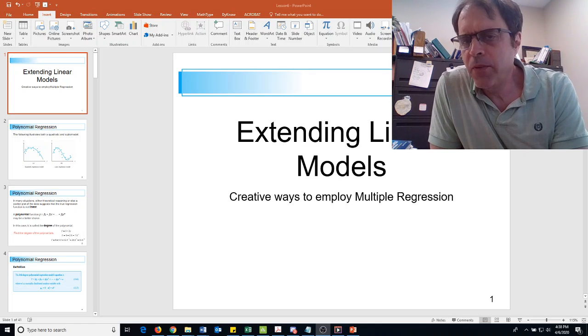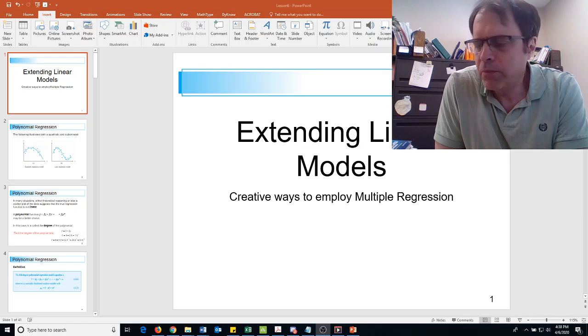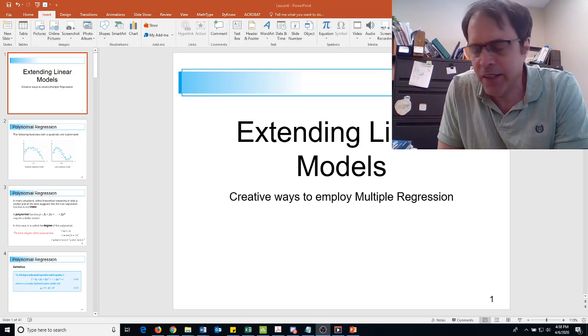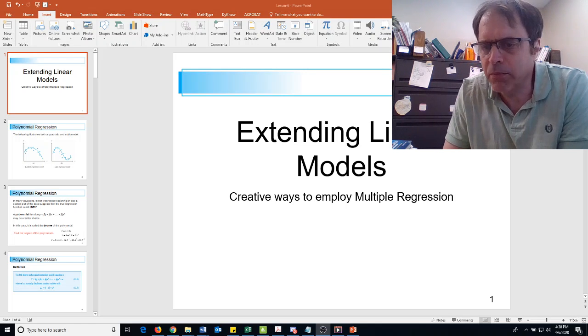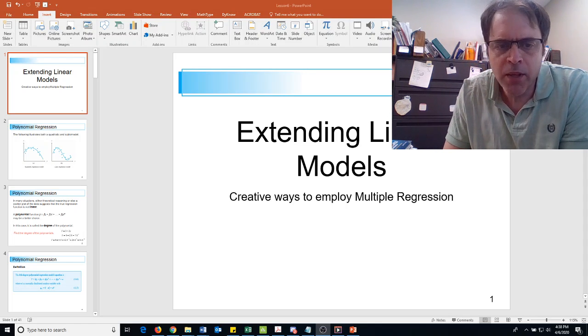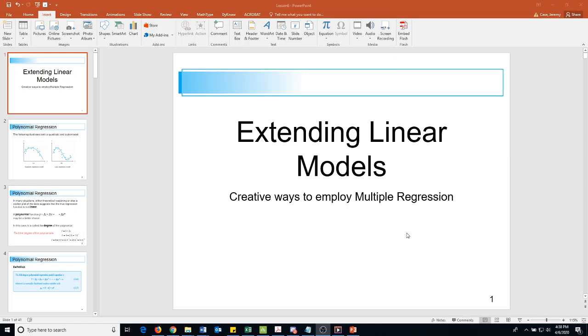Okay, so now we're going to move on to some really creative ways to employ linear models so we can extend the ideas and really solve some interesting problems and situations. So the first one we're going to talk about is polynomial regression.